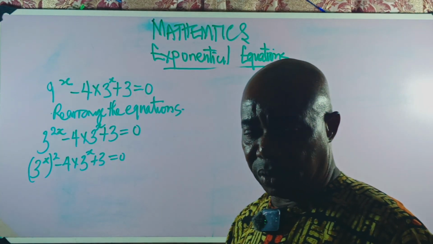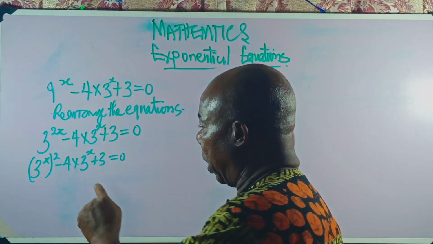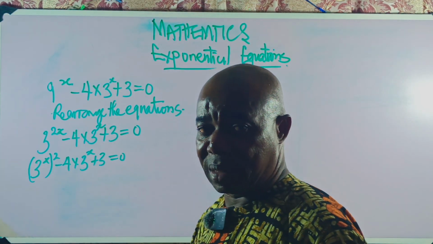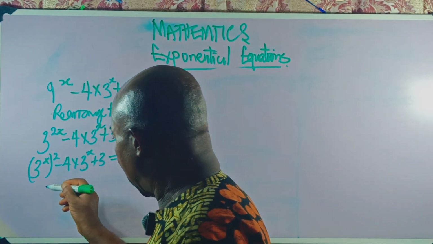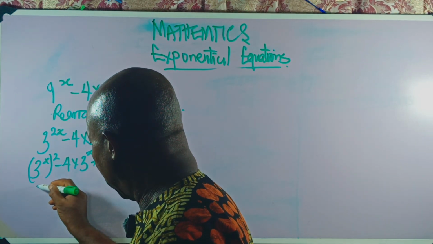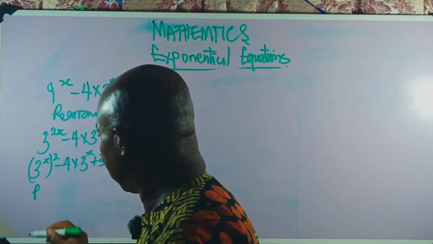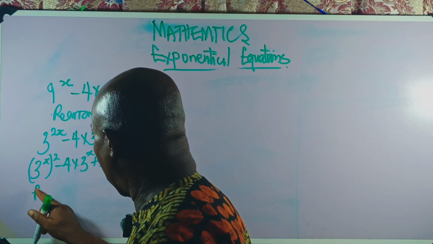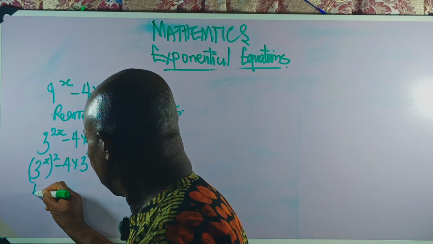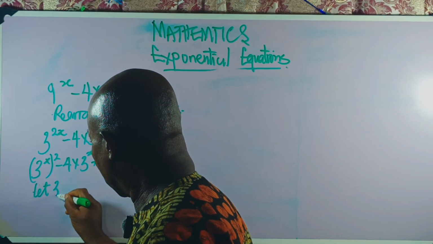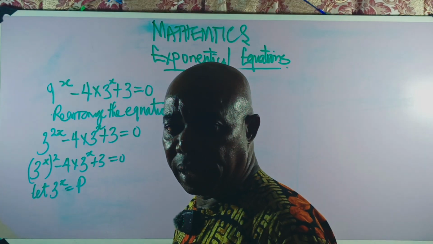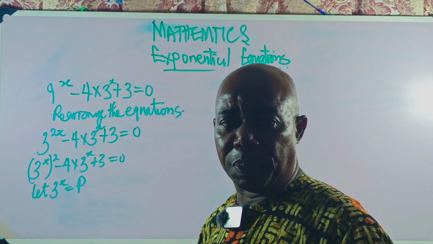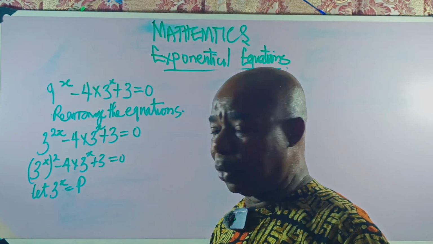So what we are going to do now is that we can use any figure. Any place we see 3 raised to power x, we can put any figure to represent it. Maybe I would like to decide to use, let's say, p. So it then means I can say let 3 raised to power x is equals to p. Okay? So what it means is that any place I see 3 raised to power x, I will put p.